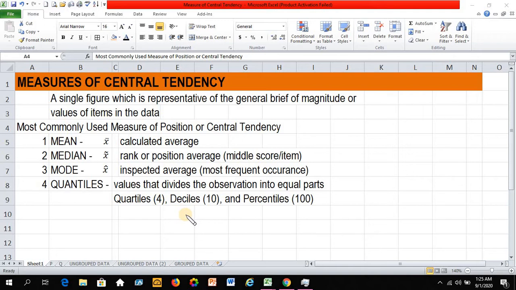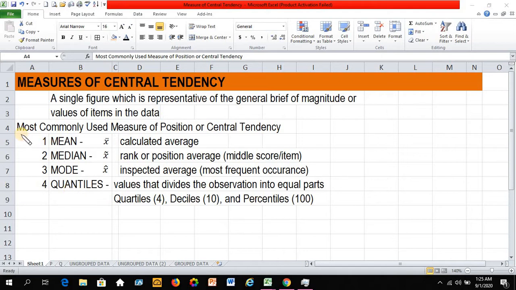Simulan na natin. Measures of Central Tendency, a single figure which is representative of the general magnitude or values of items in the data. So naghahanap lang tayo ng single figure na representative ng isang magnitude or values of items. Now, there are four commonly used measures of position or central tendency. Ito ay ang mean, median, mode, and quantiles.